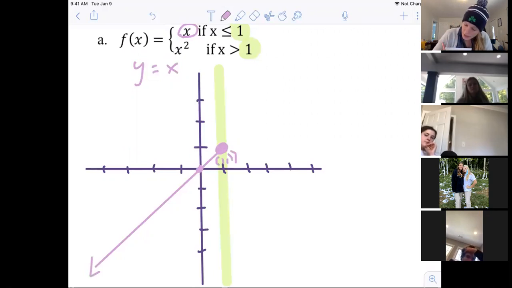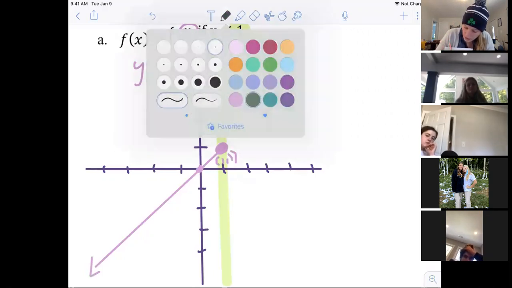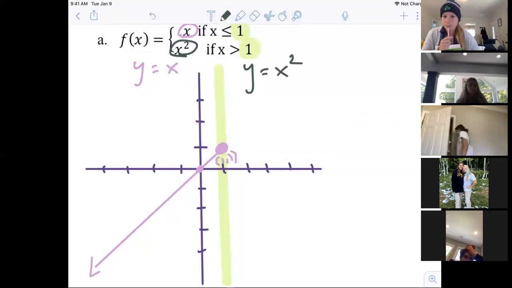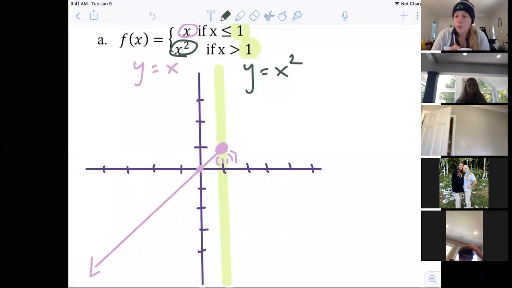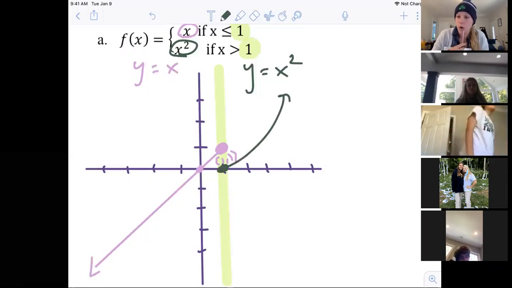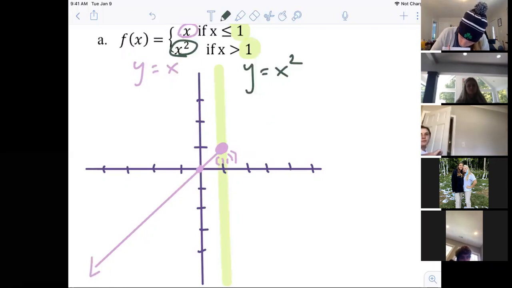Okay. The next one is my x squared. So now I have to graph y equals x squared over here. What a lot of us want to do is start our x squared here, and just square from there. Now we cannot do that. We have to do our x squared like normal. I have to do my x squared goes through the origin, and then it kind of curves up like that.